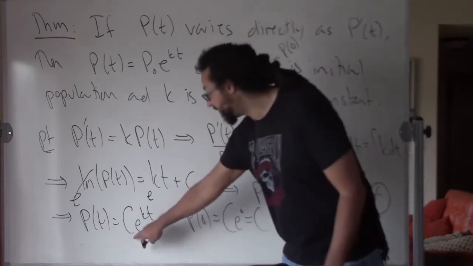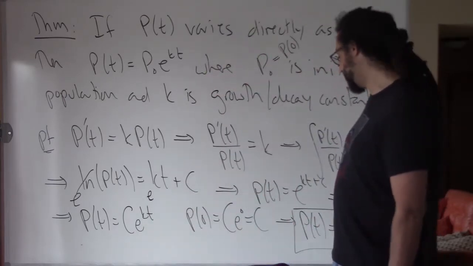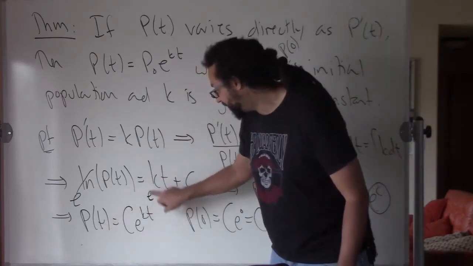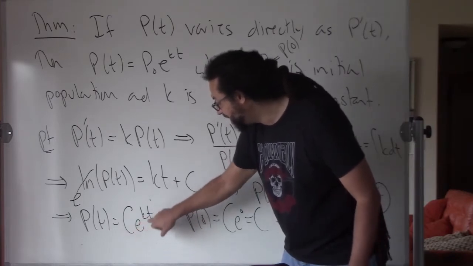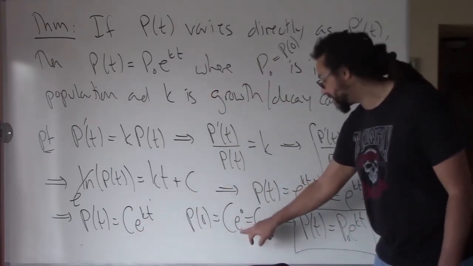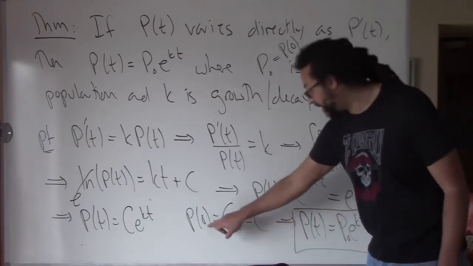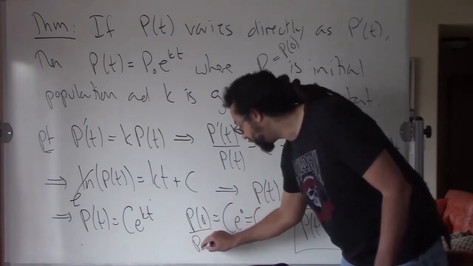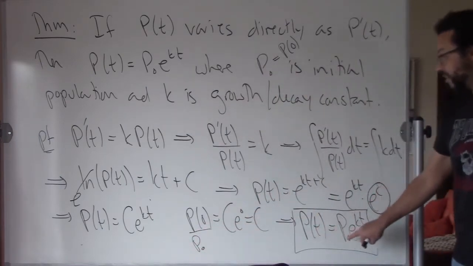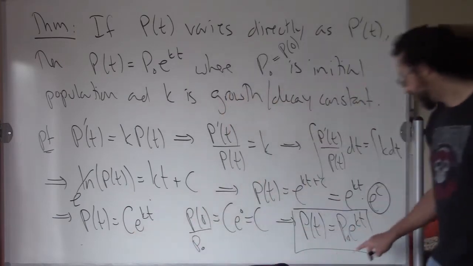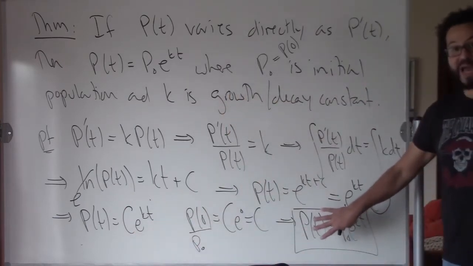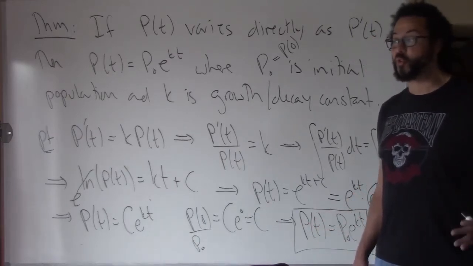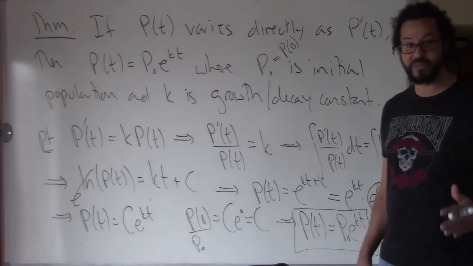So now, what is c with respect to the rest of this system? Well, if I plug 0 in for t, that's the same thing as c e to the 0. Remember, e to the 0 is just 1, so p of 0 is just c. So instead of writing p of 0, we just call this p sub 0. So now p of t is equal to p sub 0 e to the kt. So here's the good mathematical model for studying populations that grow or decay at a constant rate.